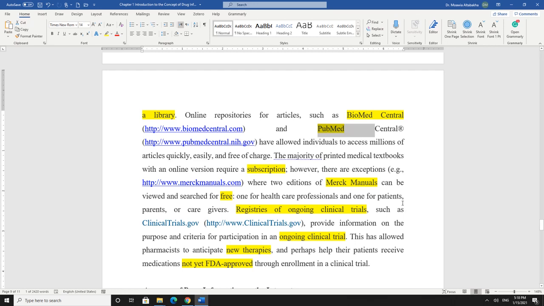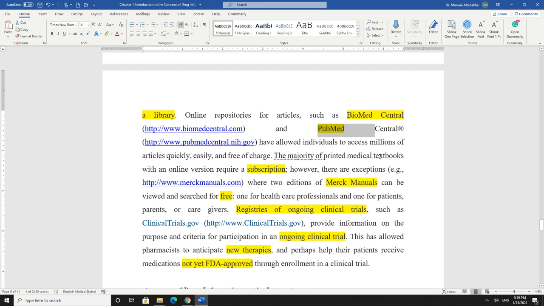Okay, in order to get to the primary literature. Primary literature means the works that are published in the journals. Okay, they call it primary literature. So PubMed can allow us to access the primary literature. Okay.